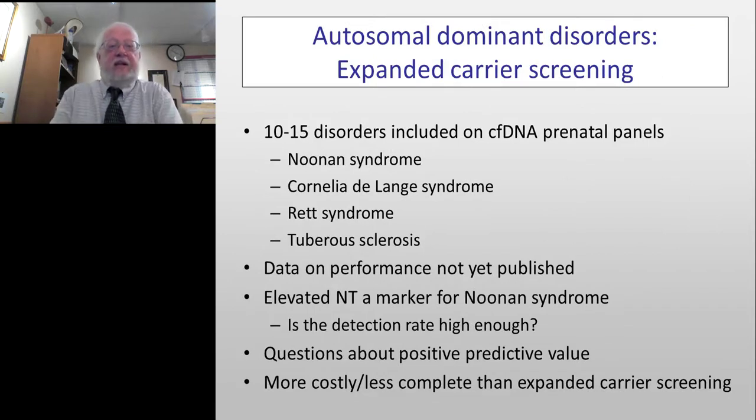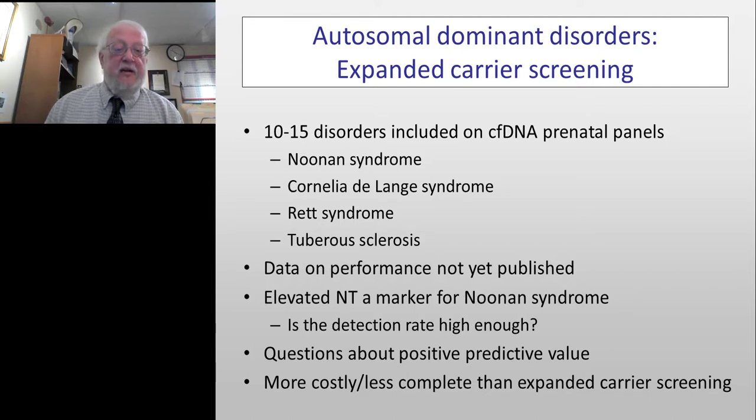Now, autosomal dominant is interesting. It's something that actually can be done both with expanded carrier screening and with cell-free DNA. There are about 10 to 15 disorders that are included on cell-free DNA panels here and there, including, I've listed 4 of them here. Unfortunately, there isn't a lot of information about how well they're identified.